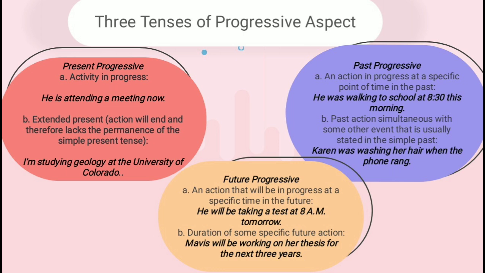And then let's proceed to the last tense of the progressive aspect, which is the future progressive. So an action that will be in progress at a specific time in the future. So specific time in the future naman dito sa future progressive. So for example, he will be taking a test at 8 a.m. tomorrow, and that will be duration of some specific future action. So for instance, Mavis will be working on her thesis for the next 3 years.